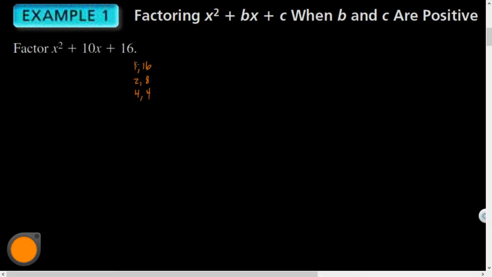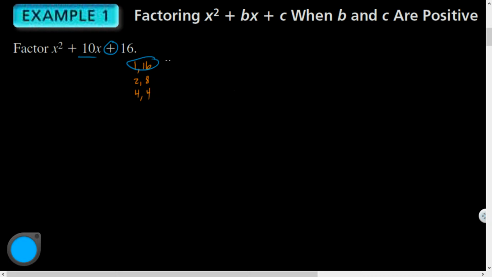So I find the factors of C. Are there any more? No, that would be 12. Notice that once I hit 4, I don't have to keep going. I don't have to try 6 or 8, because I already got 8. The list kind of wraps around on itself. So I find the factors of C, and now I'm asking which of these will add to be 10.